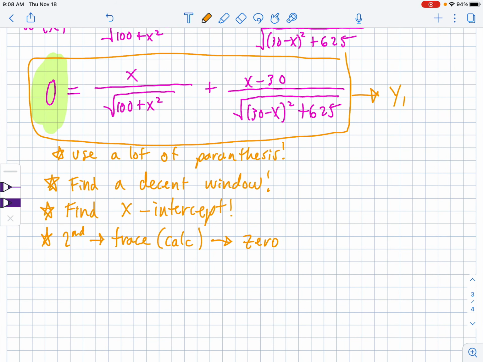So here, I'm going to hit 0 on my calculator, and then it's going to say left bound and right bound. And then a right bound. And then you're going to give it a guess. So put your left bound somewhere to the left of where it crosses the x-axis. Put your right bound somewhere on the right, and then move your guess somewhere close, and then hit enter again. When I do this, I get x is about 8.57.